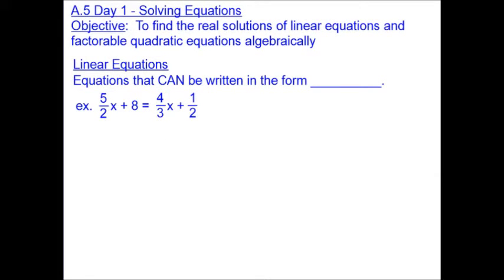Alright, this is section A.5. The A stands for appendix, so it's in the back of the book. This is day 1. There will be multiple days for this, solving equations. Alright, our objective for today is to find the real solutions of linear equations and factorable quadratic equations algebraically.